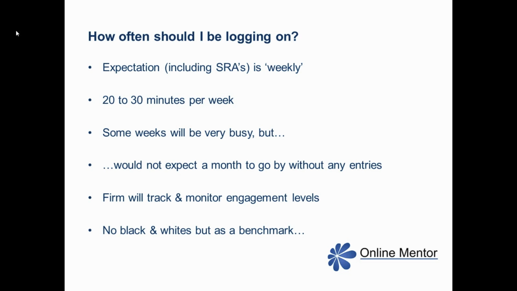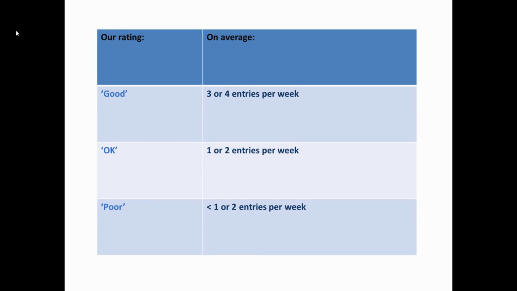So there are no black and whites, but as a benchmark, the following may be useful. We would suggest that good levels of engagement starts on or around 3 or 4 entries per week on an average basis. Okay might be something like 1 or 2 entries per week, week in, week out, whereas less than 1 or 2 entries per week, if that's the average, then really that's poor, and it would raise serious questions in relation to compliance with the core SRA requirements.